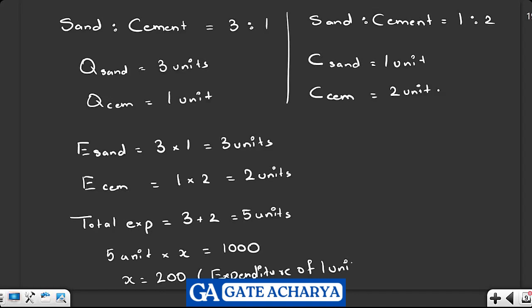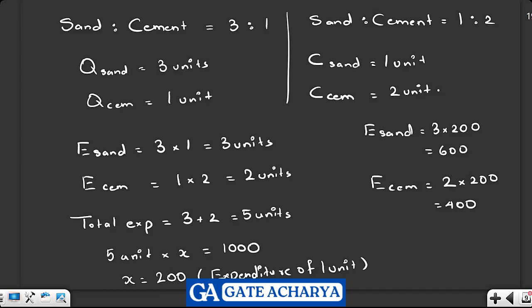So if you assume that, what can I conclude? 1 unit value is 200. So what is the expenditure of sand? 3 units. So 3 into 200, which works out to be 600. What is the expenditure of cement? 2 units. So 2 into 200, that is 400.